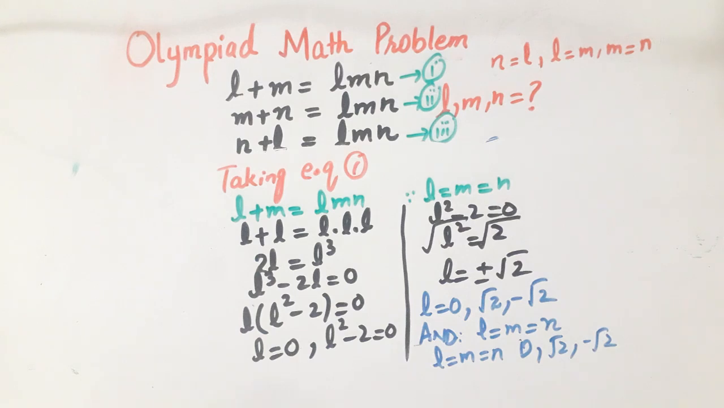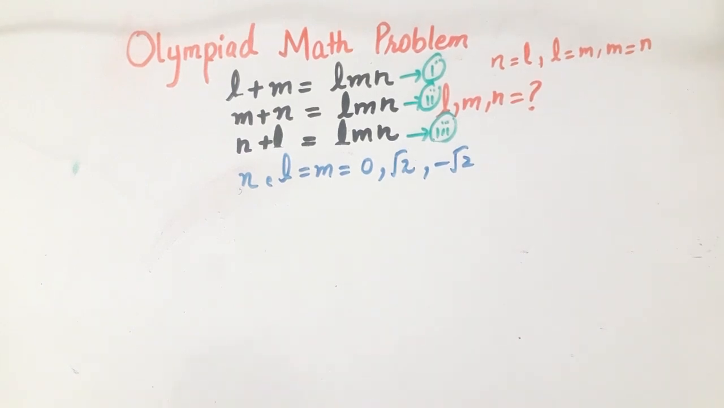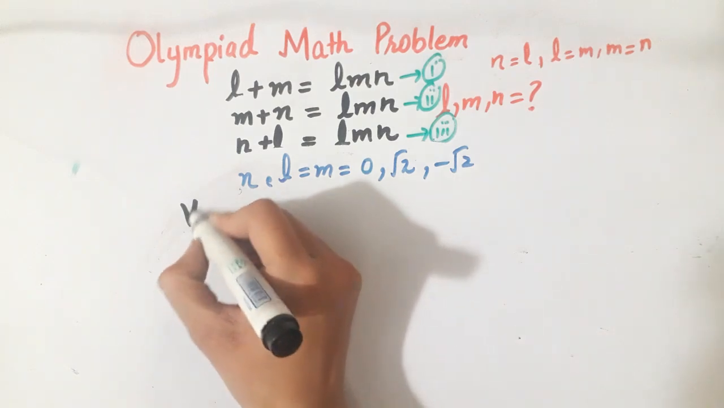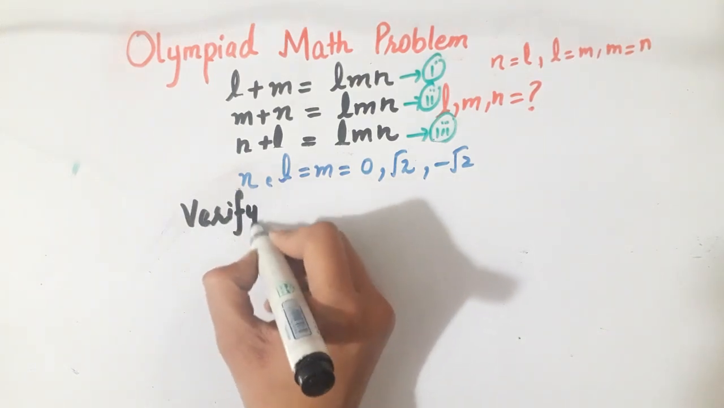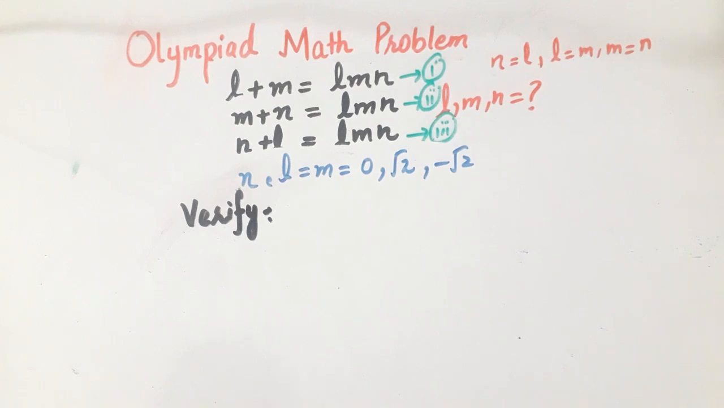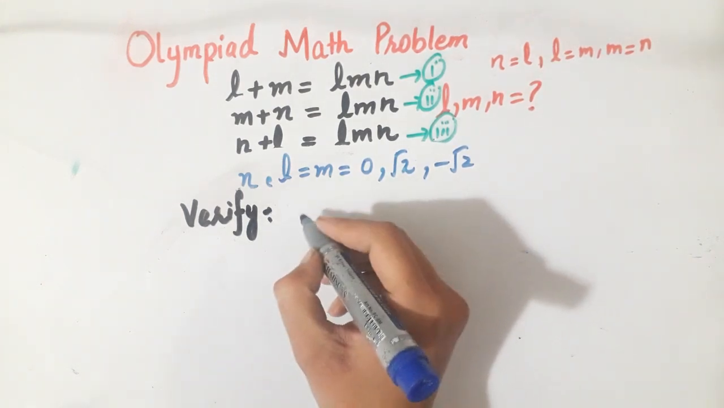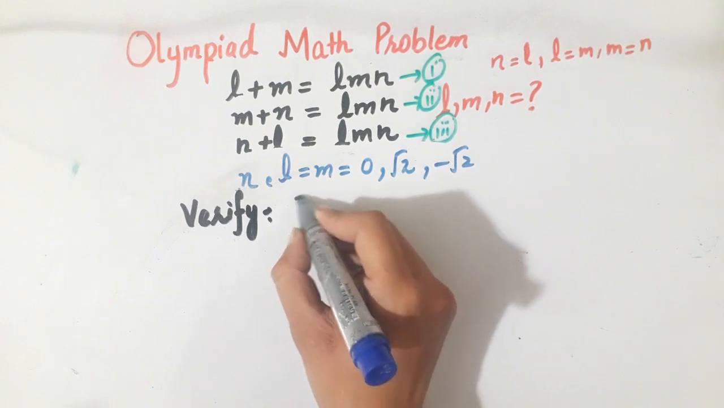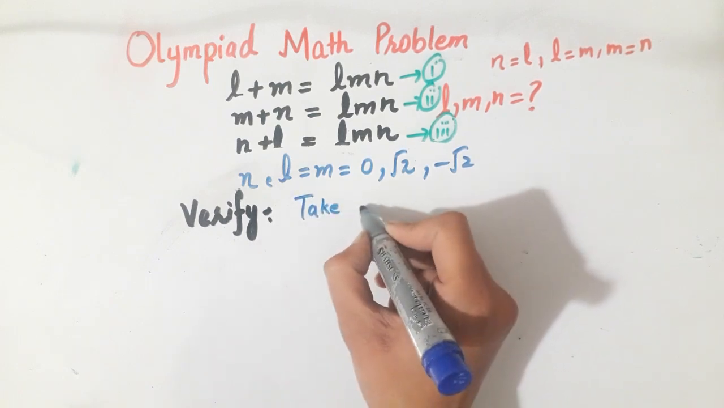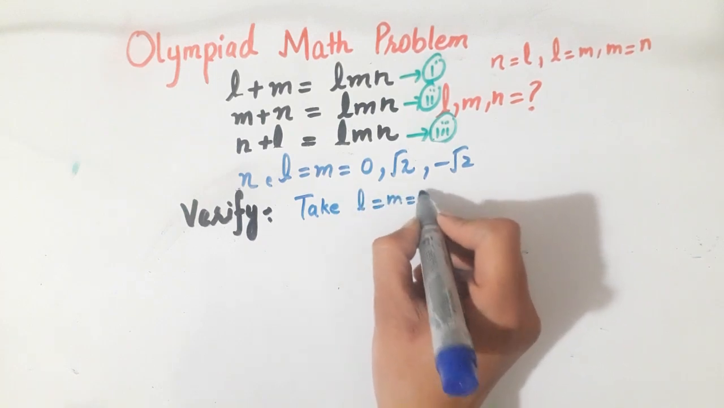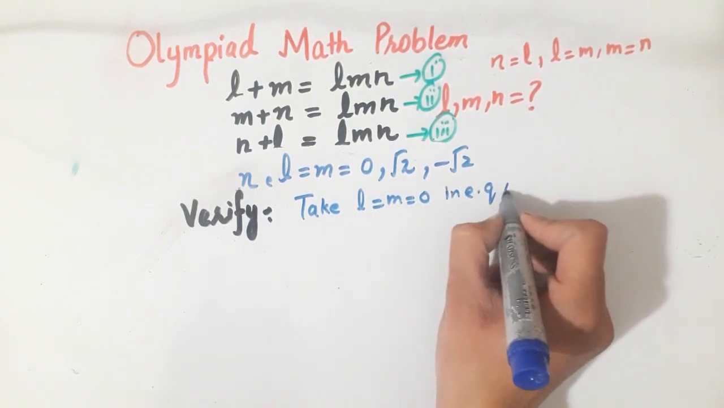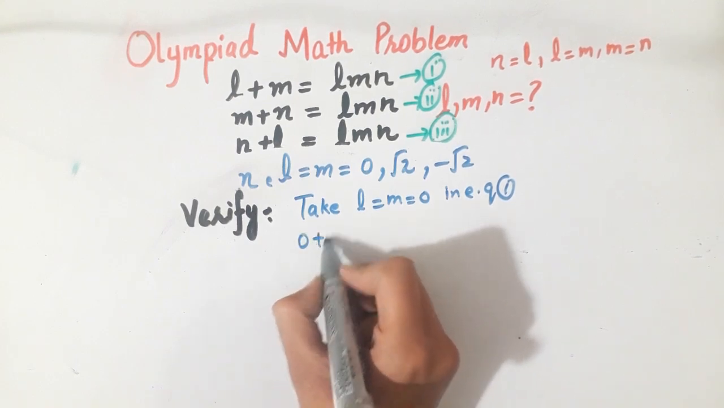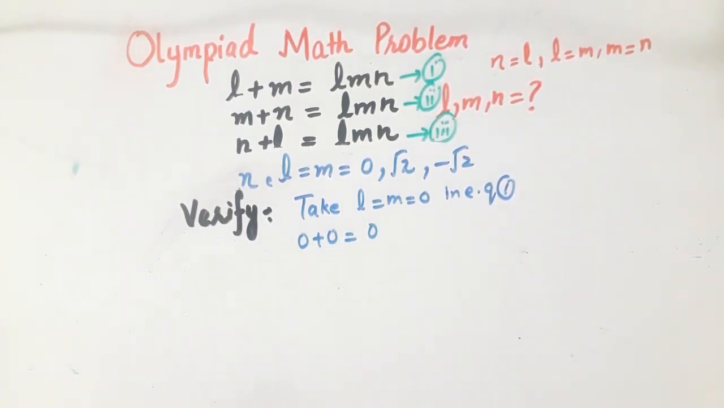So now we will do the verification. How we have solved this? Now we will do the verification of this. Verify as L plus M. Take L equal M equal 0 in equation 1. So we get 0 plus 0 that equals 0.